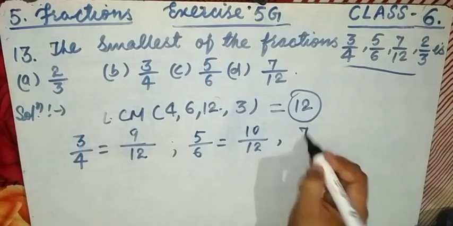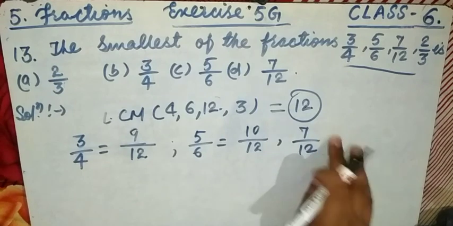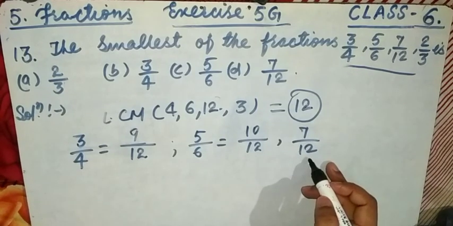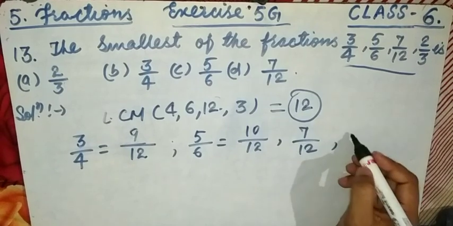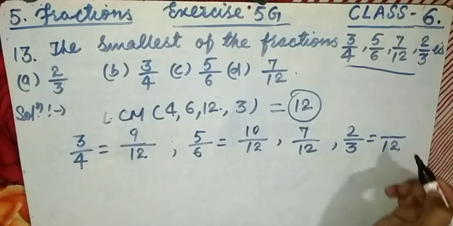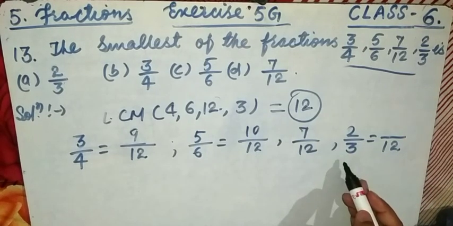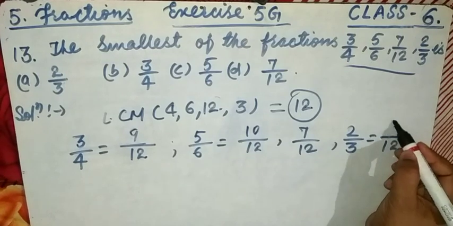Now the third fraction is 7 by 12. 7 by 12 stays as it is, there is no change because the same denominator is already there. Now the last one is 2 by 3, which can be written with the denominator 12. Now 12 divided by 3 is 4, and 4 multiplied by 2 is 8.